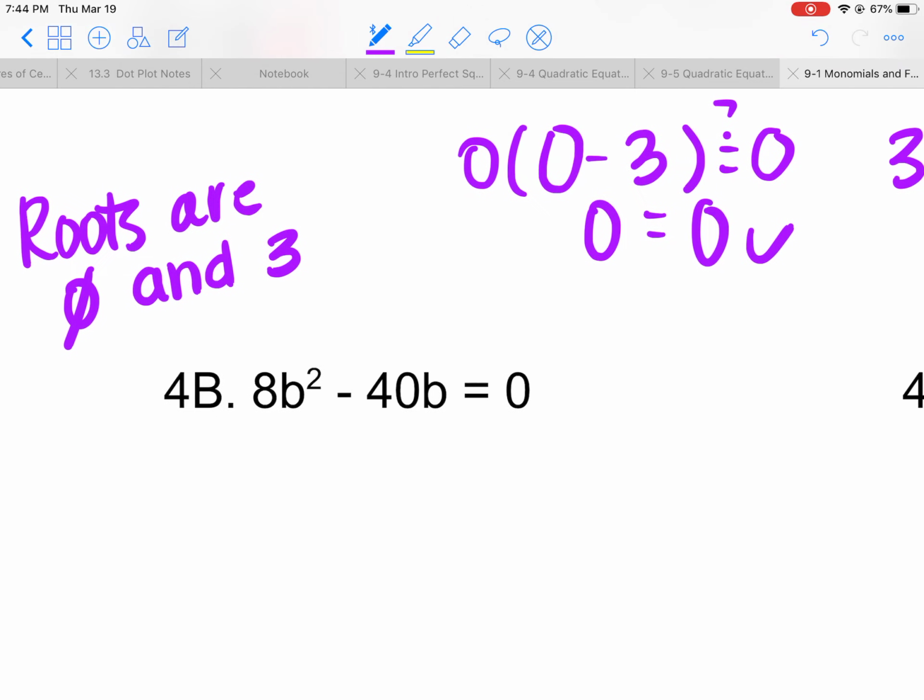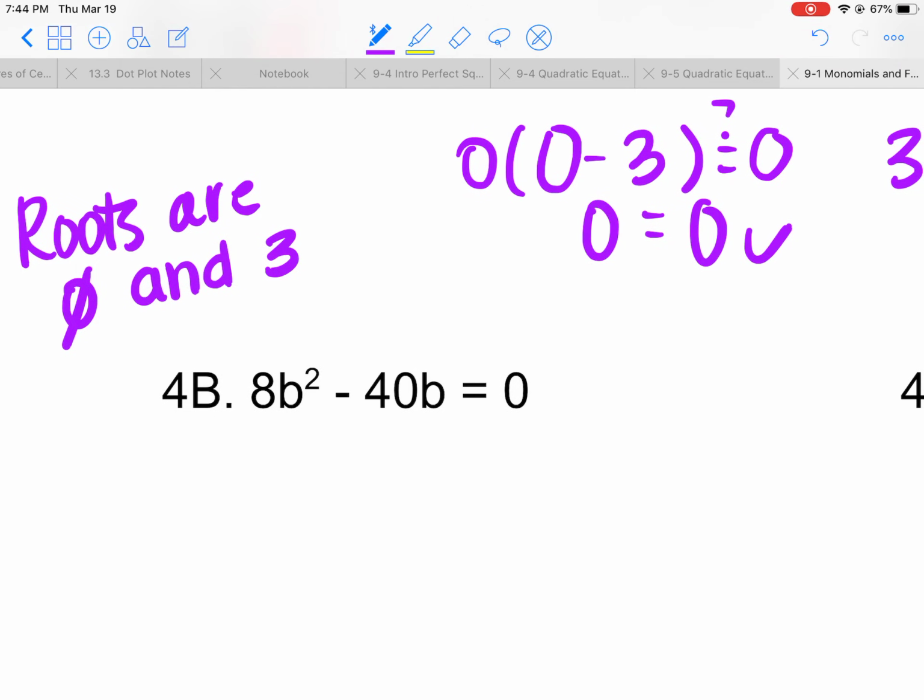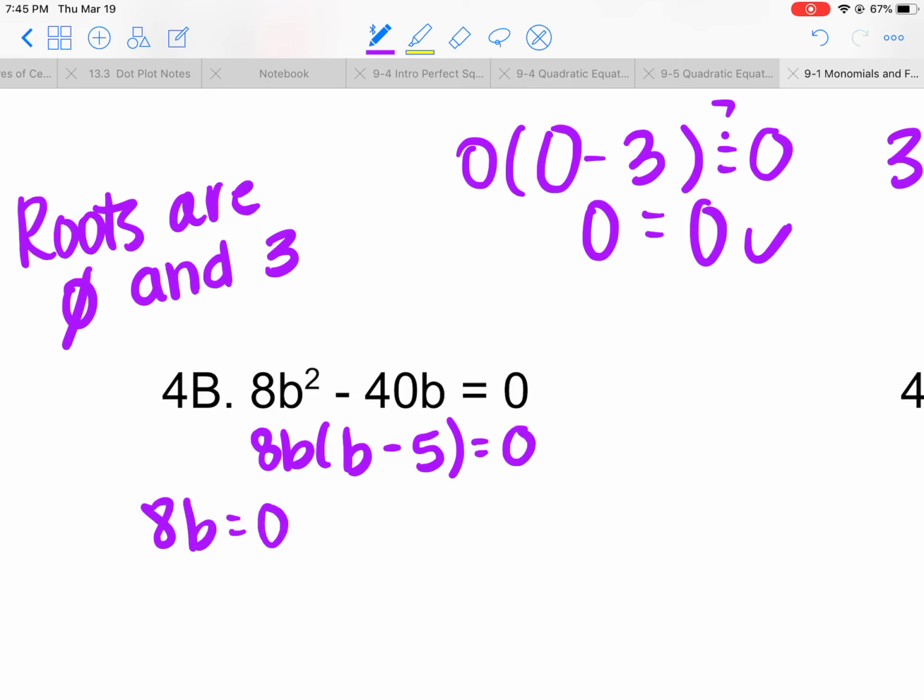Over here, I have to factor first. So I can pull out an 8b, and I've got b minus 5. And that's going to equal 0. This can turn into 8b is equal to 0, or b minus 5 equal to 0. So b can be 0, or b can be positive 5.